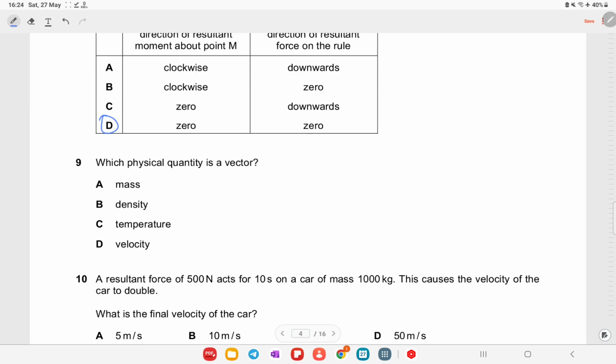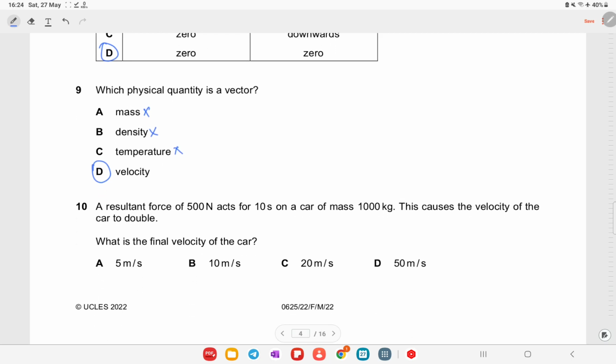Which physical quantity is a vector quantity? In this case, mass is not a vector quantity. It does not need any direction. So option D is going to be the right answer.